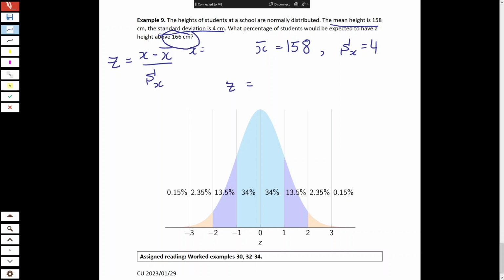Why should I use x equals 166 here? Yeah, it's the height of a person that I'm giving you. So if I use 166, I get 166 minus 158 divided by 4, which is 2. Now, I want the height of everyone taller than 166. So can you translate that into a z value statement for me?